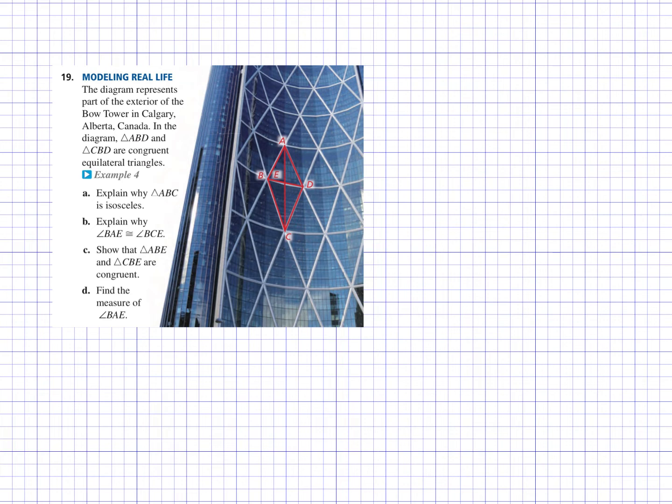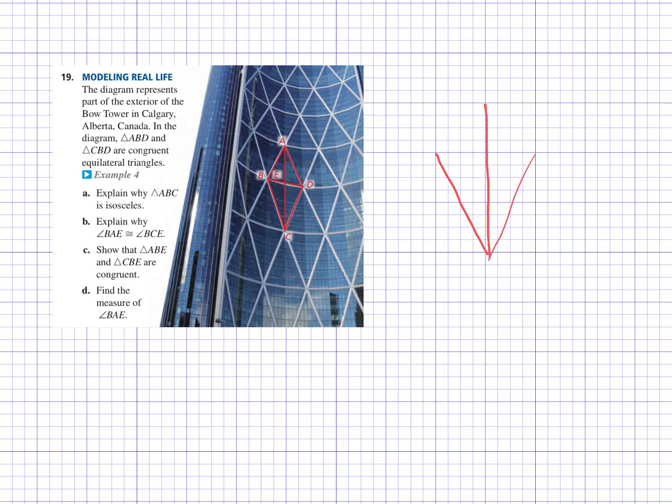Okay, so now we're modeling in real life. I'm going to try to draw this out here to make it look a little better. Let's see what it says here. The diagram represents part of the exterior of the Bow Tower in Calgary, Alberta, Canada. In the diagram, ABD and CBD are congruent. All right, so it says they're congruent. So I'm going to draw it kind of.